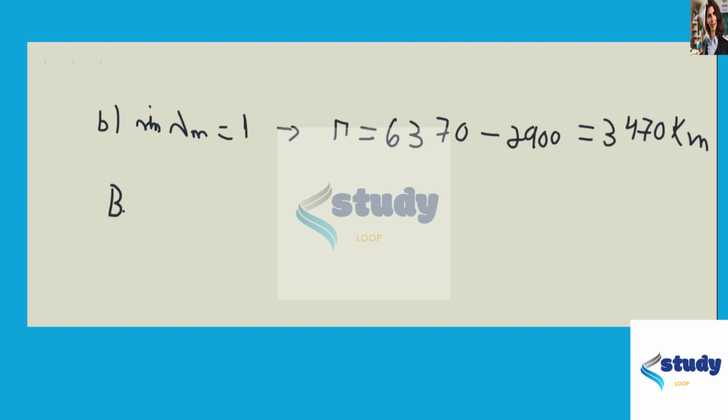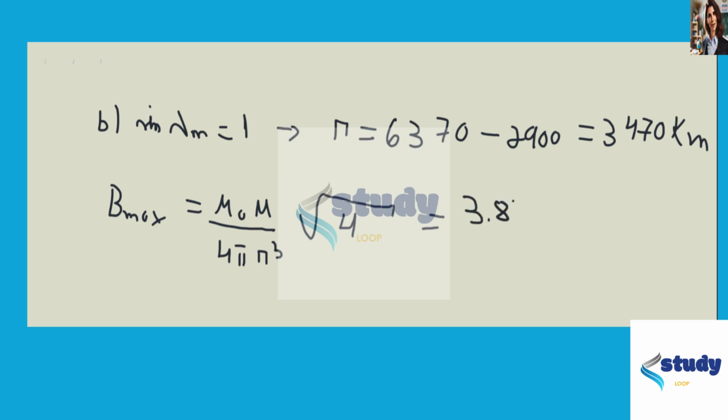This becomes B max is μ0 μ divided by 4π r cubed, times the square root of 4. And then when we use this value for the radius, it is 3.83 times 10 to the minus 4 Tesla.